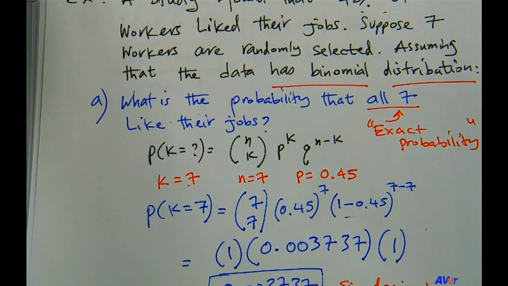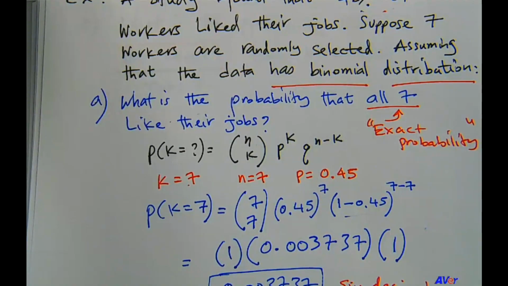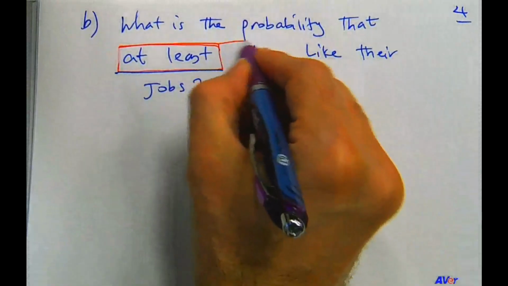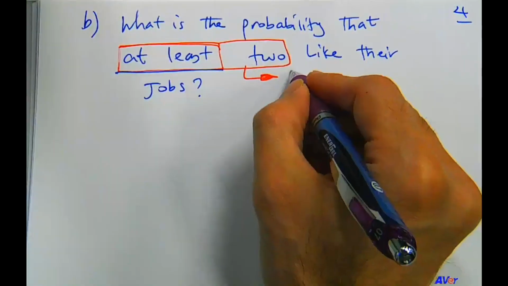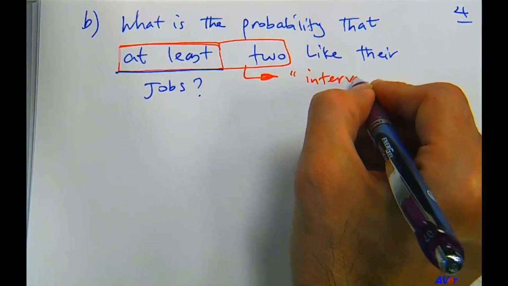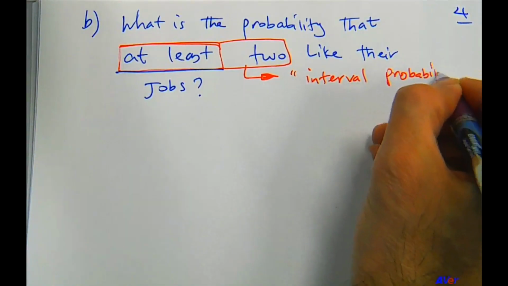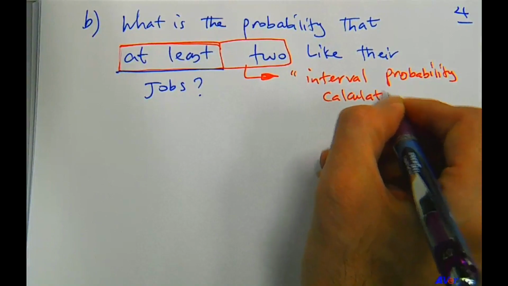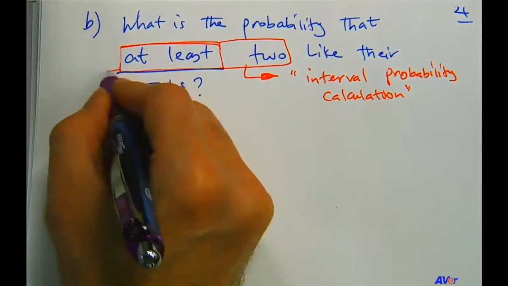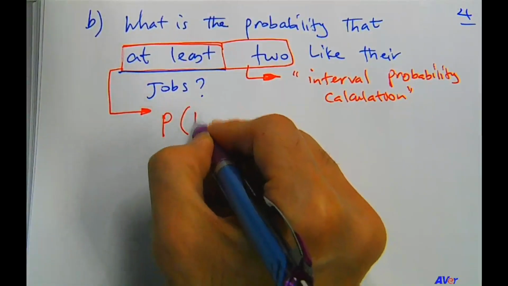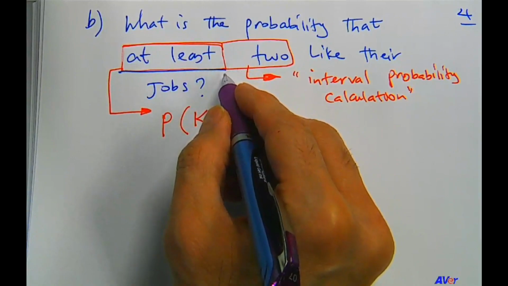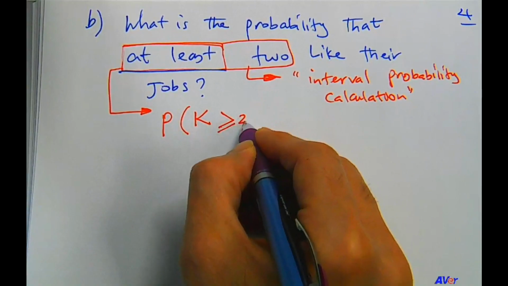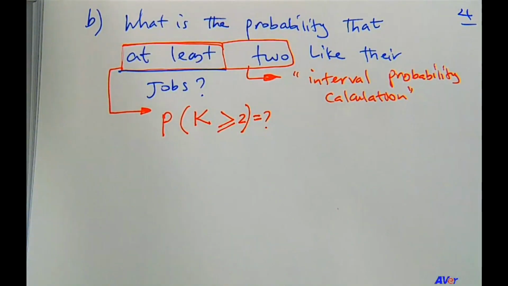But if I say something like the probability that no more than 2, at least 5, at least 2, those phrases change the exact probability to what we call an interval probability. So at least 2 is an interval probability calculation. Let's translate this to symbolic form. This would be the probability that k is at least 2, not equal to, at least 2. So greater than or equal to 2.